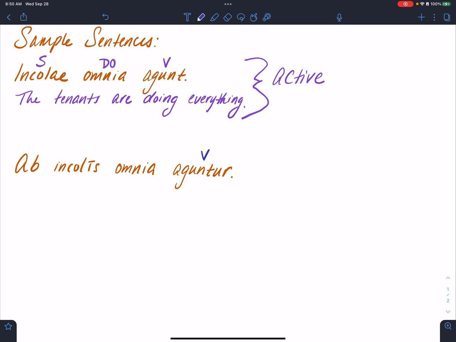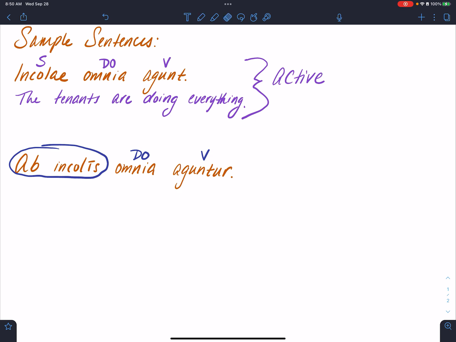Well, it makes up a prepositional phrase, the object of the preposition, right? So is ab incolis probably going to be just a prepositional phrase? Yes. Okay. Now omnia is still neuter, still plural, so it's going to be our direct object here. So let's do the translation.